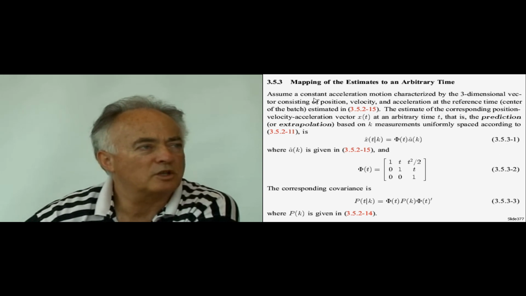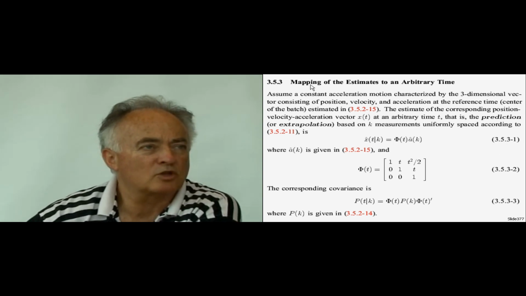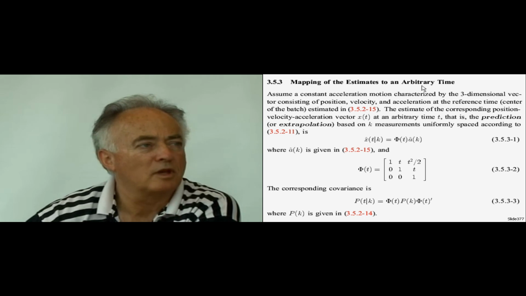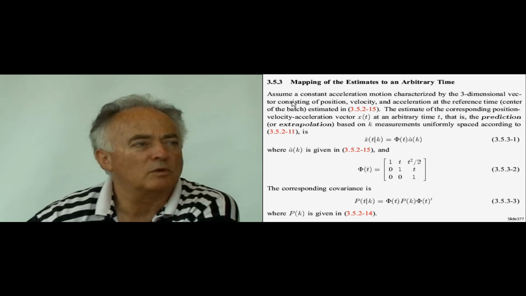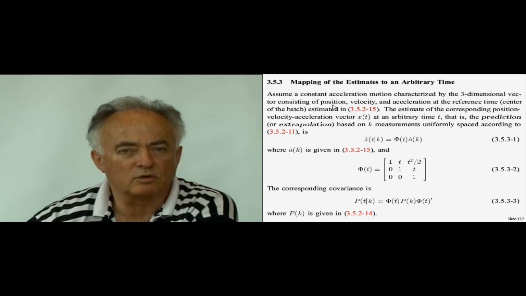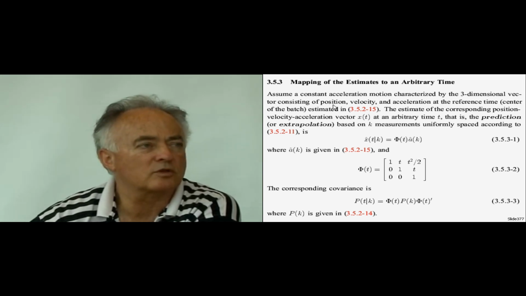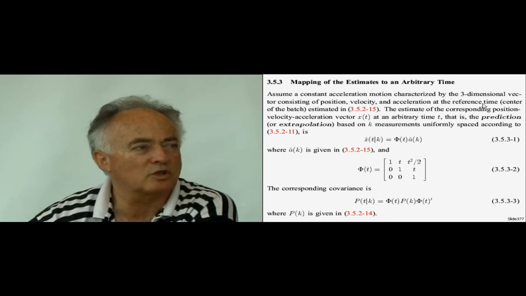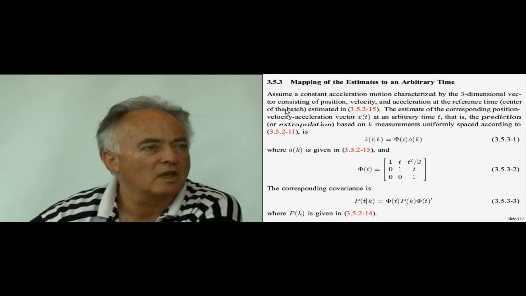We'll illustrate this mapping of the estimates to an arbitrary time by assuming a constant acceleration motion that's a three-dimensional vector. We have a second-order polynomial with three coefficients. Position, velocity, and acceleration are estimated at the reference time, which is the center of the batch.